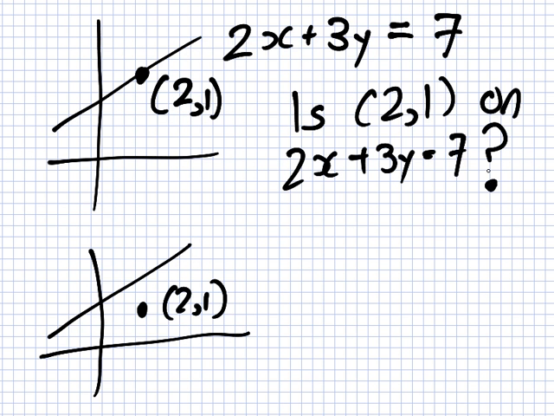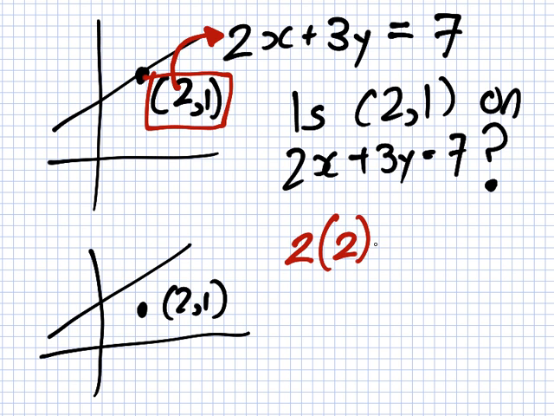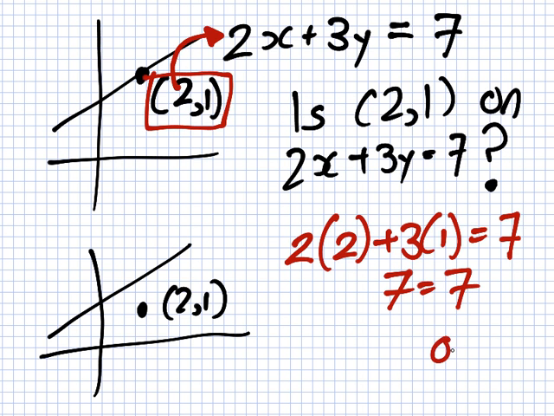Substitute the values. Yeah. What I do is I take this value and put it in here. So I have 2 times 2 plus 3 times 1 equals 7. So I get 7 equals 7. So what does that mean? It means it's on the line. If I got something silly like 6 equals 7, then it's not on the line.